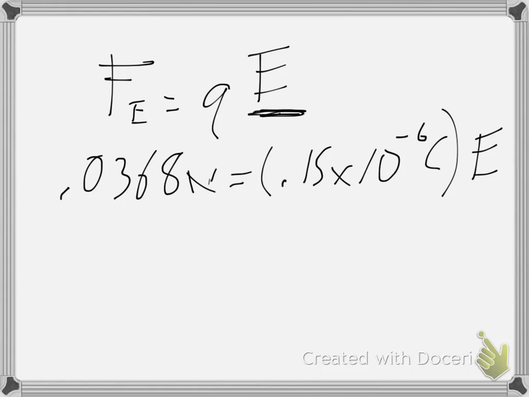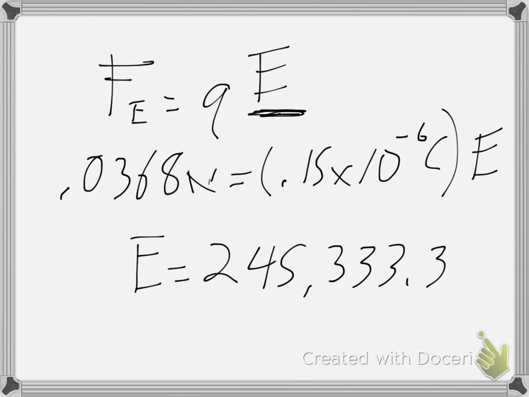So that's going to be 0.0368 divided by 0.02345615, which is going to be an electric field force of 245,333.3 newtons per coulomb. So keep that number in mind, because we're going to need it in just a minute.